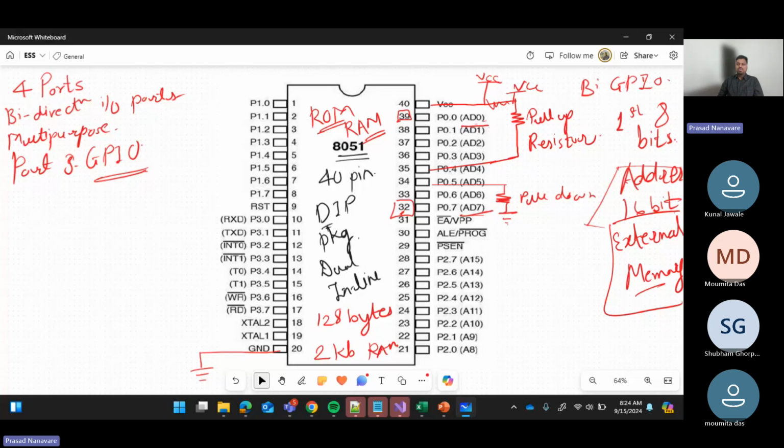क्या क्या करता है पोर्ट 0? दो चीजें हैं, जनरल पर्पस इनपुट आउटपुट एंड एक्सटर्नल मेमोरी के लोअर बिट्स. ओके, डायग्राम देखकर ही बता सकते हो तुम यार. AD is address 0 to 7 means what? Lower bits of address of what? External memory, right? आ गया समझ में? This is port 0.